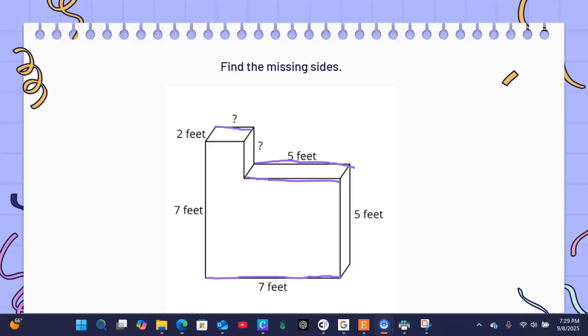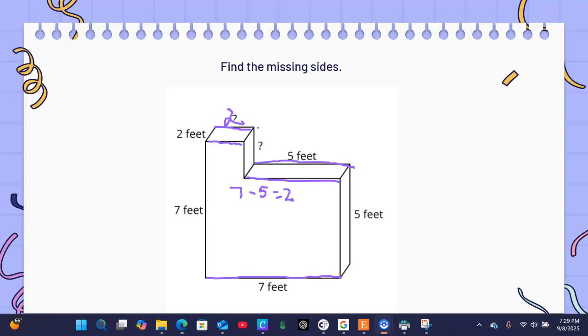All right. Now let's take a look at our bottom here. If it says our bottom is 7 and this little piece right here is 5, what we can do to find this missing side piece is subtract 7 minus 5, and that will give me a side length for that little top portion of 2. So this question mark right here would be 2. And we could check our answer.